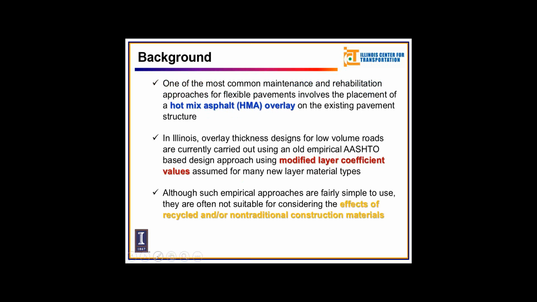This layer coefficient approach is very simple and straightforward, but it's outdated because we only have those values available for a limited number of materials. So these values are not sufficient to characterize the recent materials being used in pavement construction, and they're not suitable for considering the effects of recycled or other non-traditional construction materials.